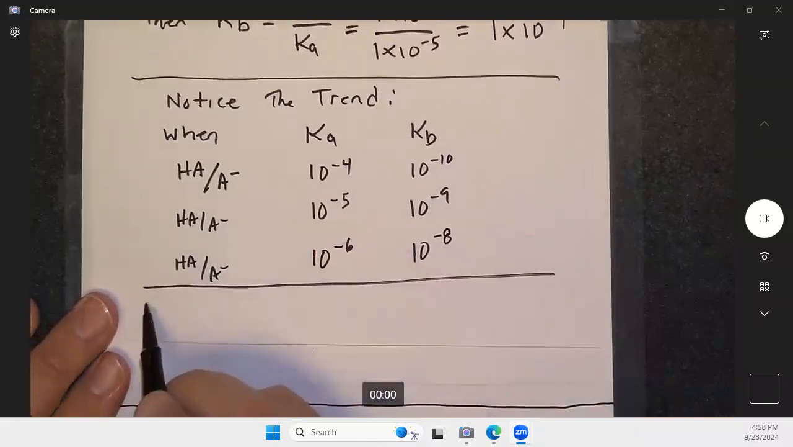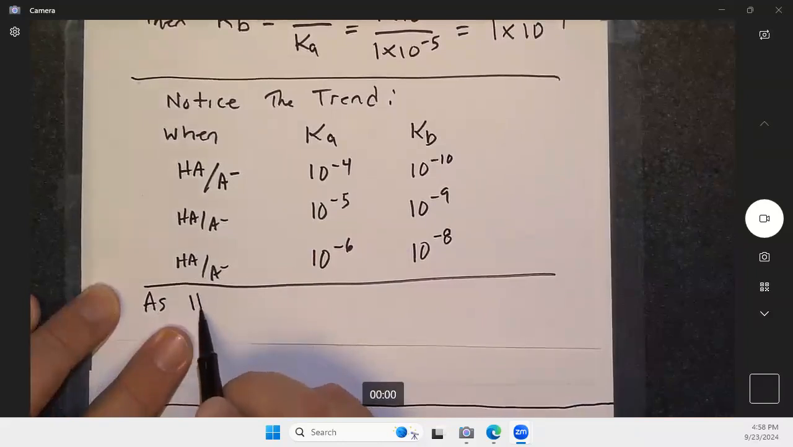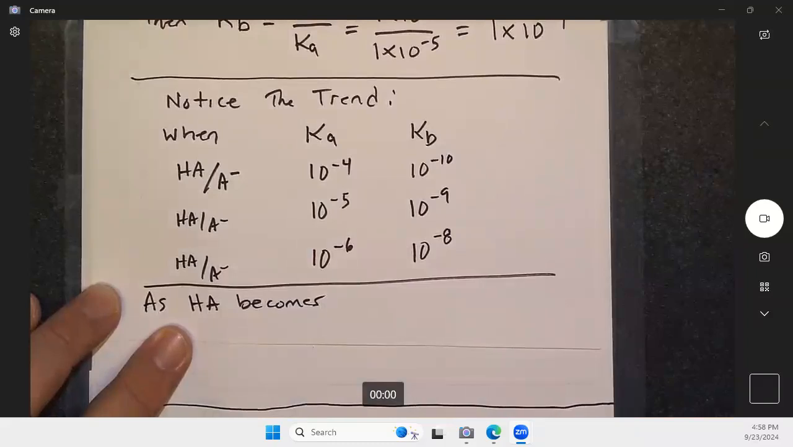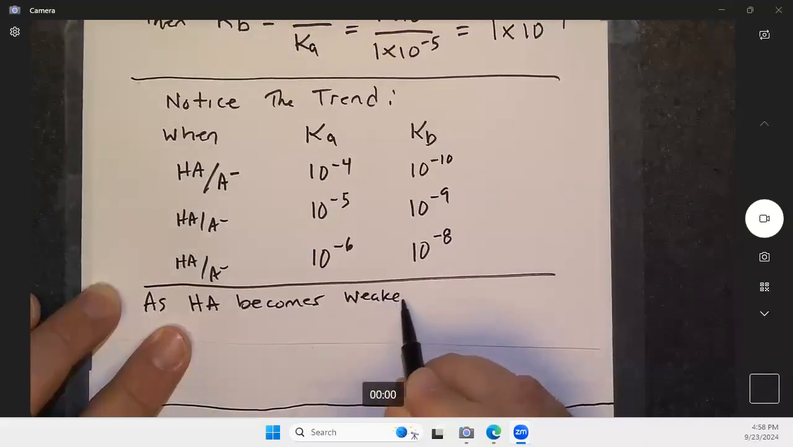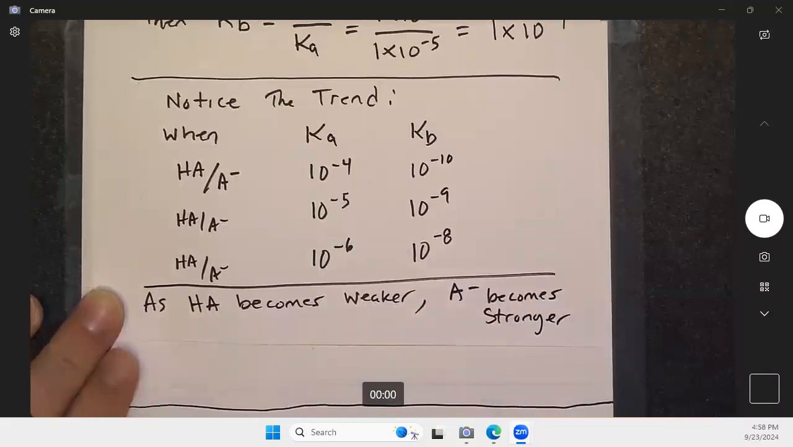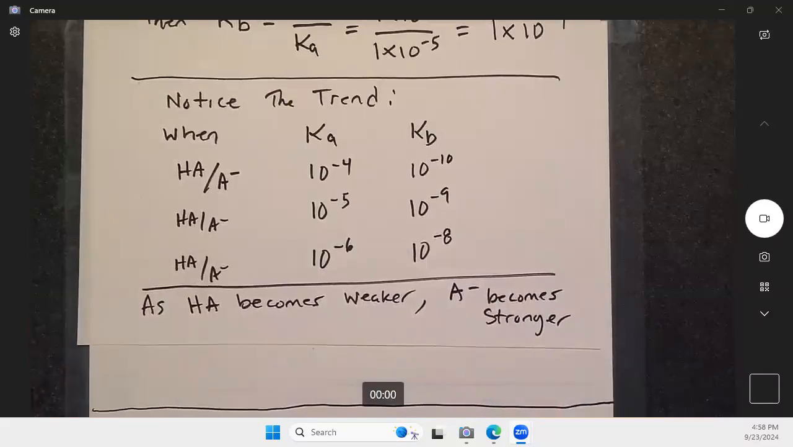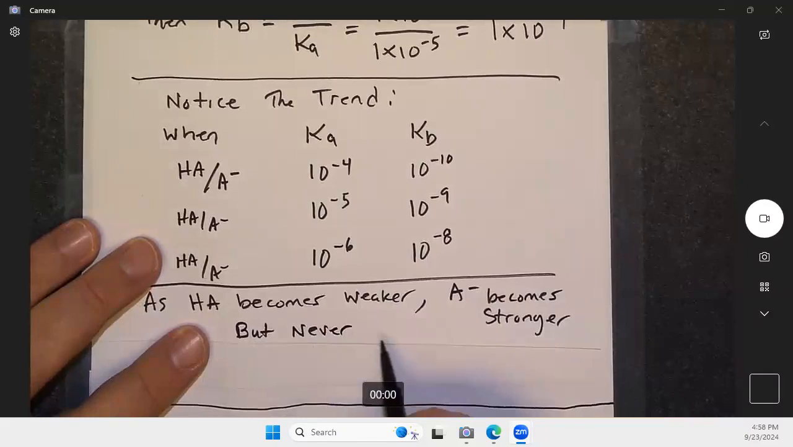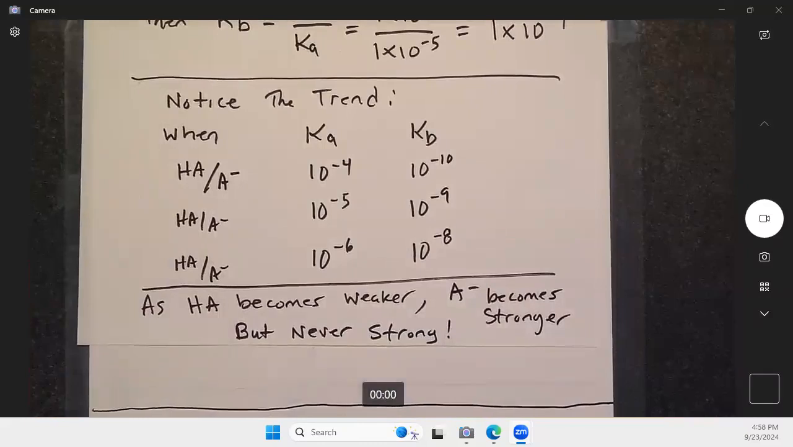So as HA becomes weaker, A minus becomes stronger. But never strong. Never gets on the list. It's always going to be weak.